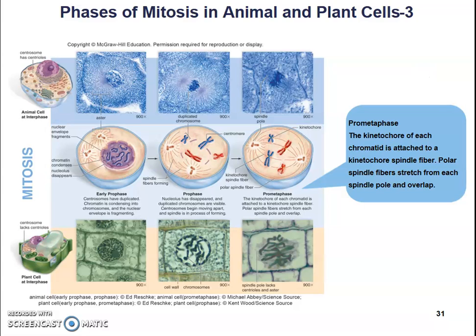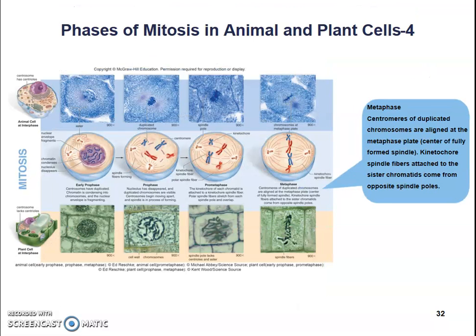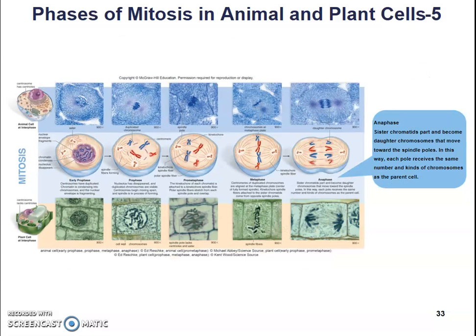In prometaphase, the kinetochore of each chromatid is attached to the kinetochore spindle fiber, and polar spindle fibers stretch from each spindle pole and overlap. In metaphase, those centromeres of duplicated chromosomes are aligned at the metaphase plate, which is the equator of the cell. The kinetochore spindle fibers attached to the sister chromatids come from opposite spindle poles. In anaphase, those sister chromatids are pulled apart and become daughter chromosomes that move toward the spindle poles. In this way, each pole receives the same number and kinds of chromosomes as the parent cell.